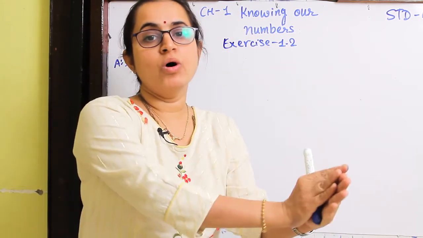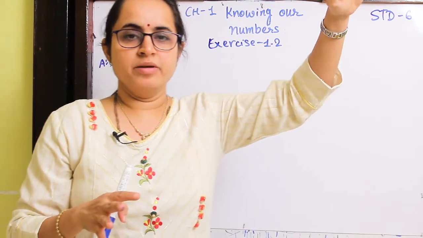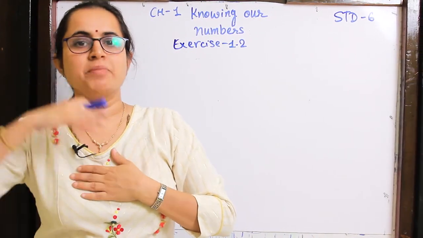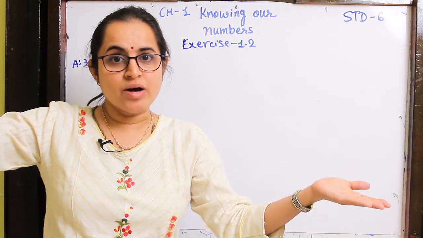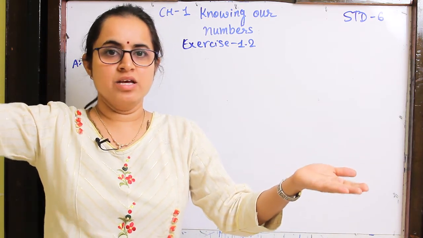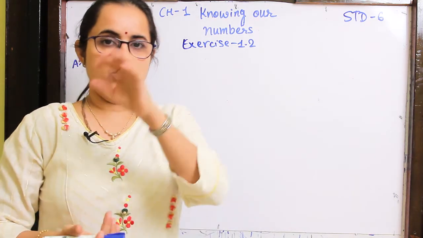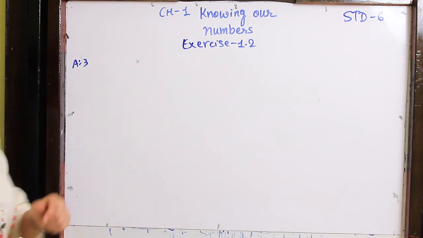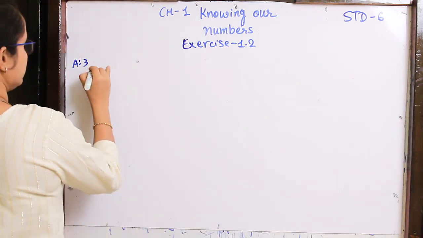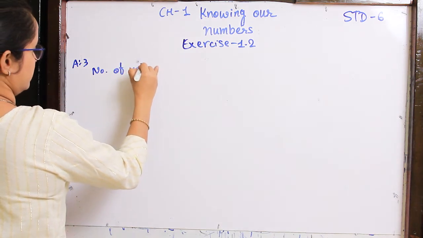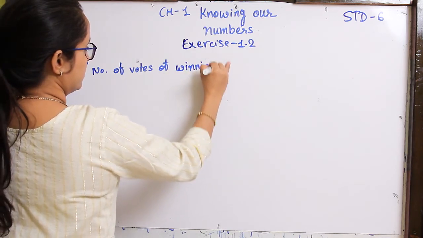Question number 3. I am doing questions 1, 2, 3, 4, 5. The remaining questions we will finish in the next session. So question number 3 first. In the election, the successful candidate registered 5,77,500 votes, and his nearest rival scored 3,48,700 votes. By what margin did the successful candidate win the election? Here two candidates were there, one scored more than the other. Now you have to find out how much more he scored. Now, here again, what do you have to do?